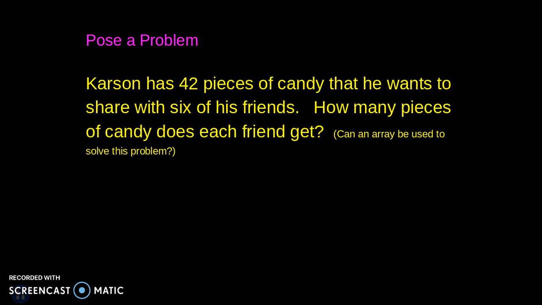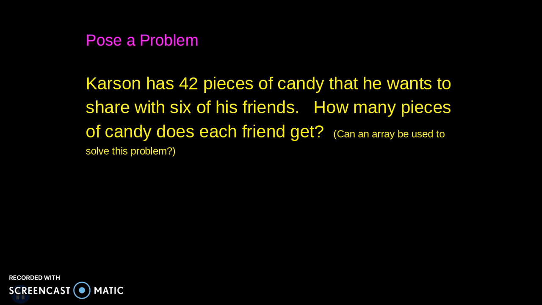So let's look at the very first problem we have. This problem says that Carson has 42 pieces of candy that he wants to share with 6 of his friends. How many pieces of candy does each friend get? So we're looking to see how many pieces of candy 6 friends are going to get. And, think about this before we start working through it, can we use an array to help us solve that?